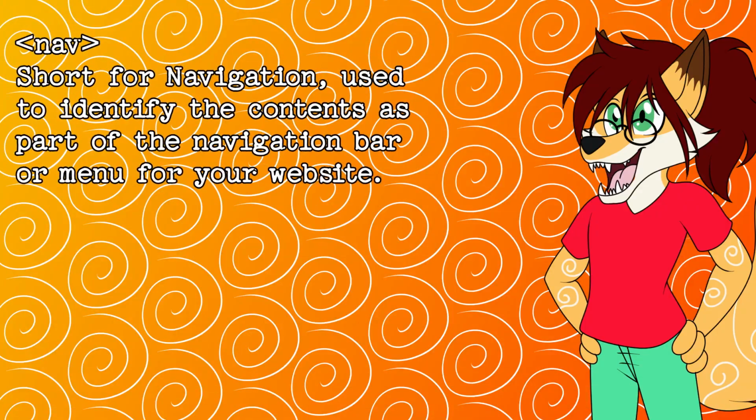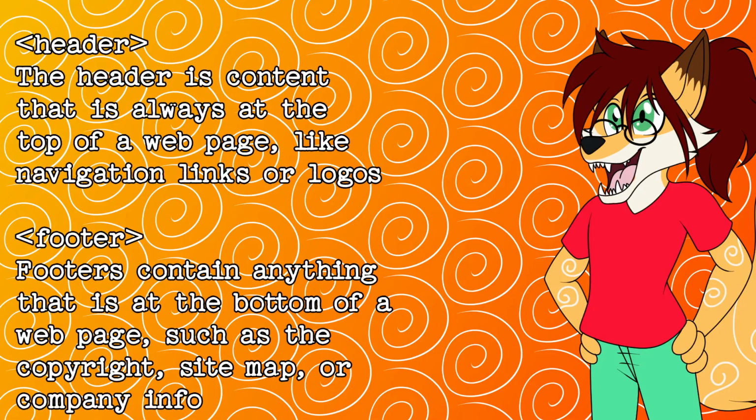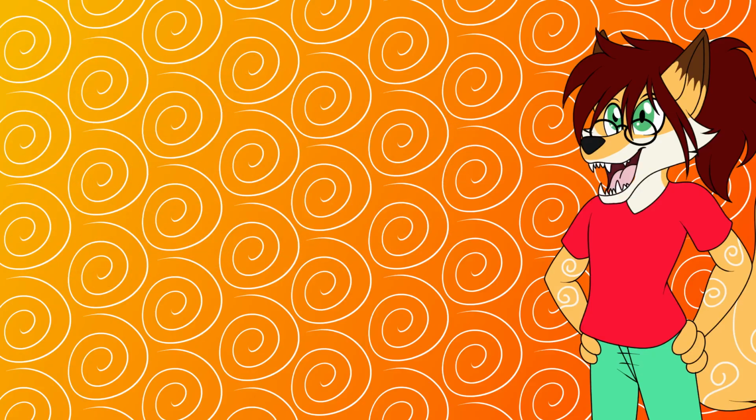Build your navigation bar using the nav tag, for example. Headers and footers should always go at the top and bottom of the site, respectively. The aside tag is meant to be used to make a sidebar on the left or right of the main content. None of these tags will apply any sort of special formatting, and technically can be placed anywhere you want in the page's hierarchy.